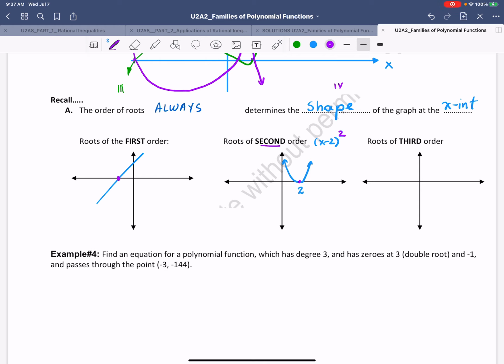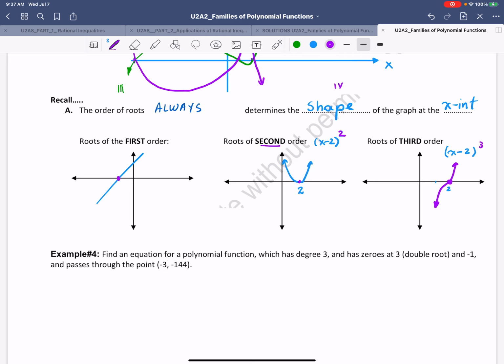And a third order root, which comes from the presence of a factor brought to the power of 3 in the equation. And I'm taking x minus 2 as an example. Obviously, it can be anything else, any number. So here is x equals 2. The shape of the graph will be that of an inflected point, we call this, or an S shape.